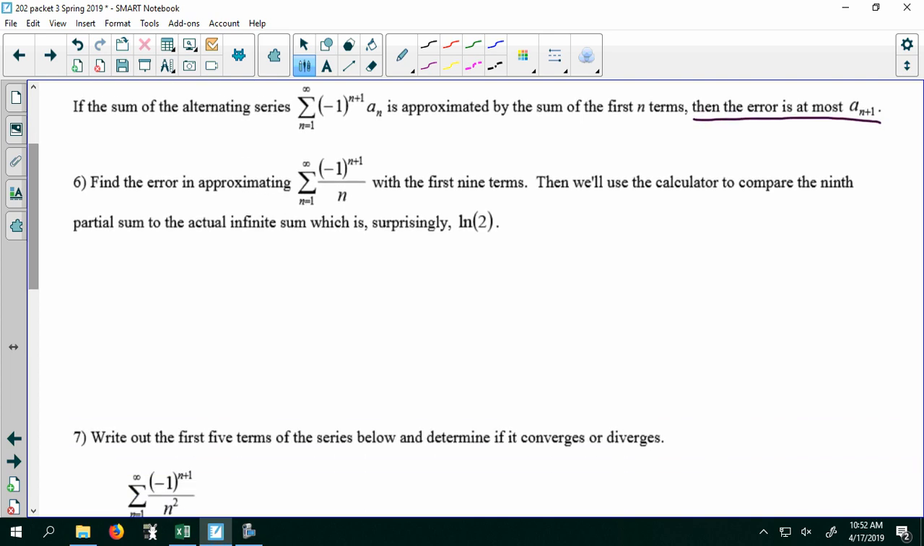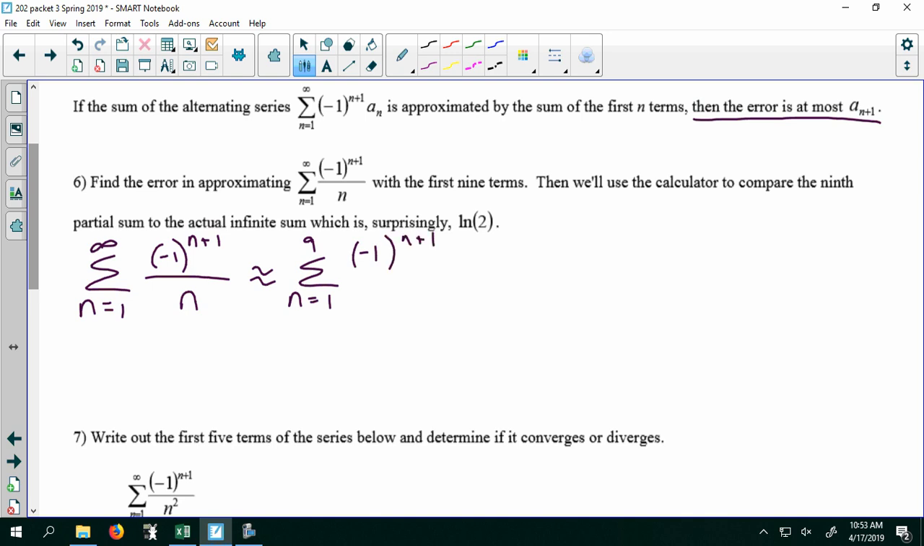So if I want to find the error in approximating the alternating harmonic series with the first 9 terms, it's just less than the 10th term. So I would say the sum from n equals 1 to infinity of -1 to the n plus 1 over n can be approximated by just doing the first 9 terms of the series, which would be the sum from n equals 1 to 9 of -1 to the n plus 1 over n. And my error would always be less than or equal to the 10th term in the series, the next term after I have truncated. So my next term, if I plug in a 10, I would have -1 to the 10 plus 1 is 11 over 11, over 10, sorry. And it should be an absolute value.